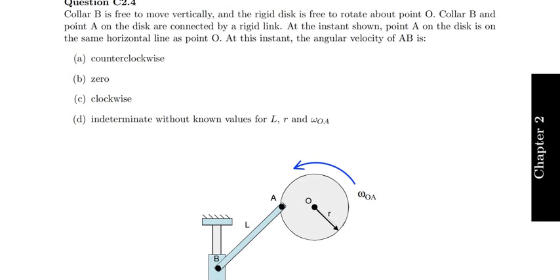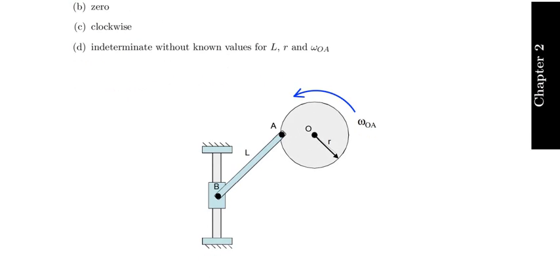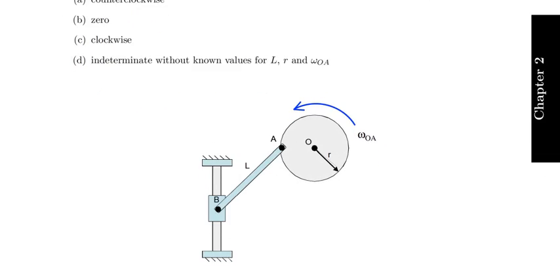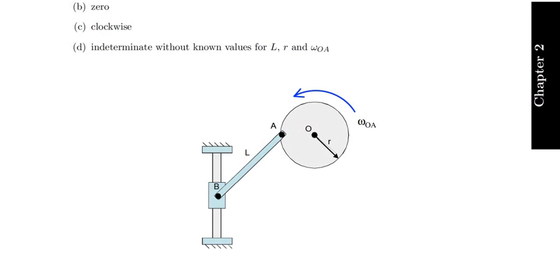At this instant, we're asked to find the angular velocity of link AB: is it clockwise, counterclockwise, 0, or do we need more values? So to find something out about the angular velocity of link AB, of course, we're going to want to use the method of instant centers, and we'll want to move from points that we know the most towards points that we know the least.